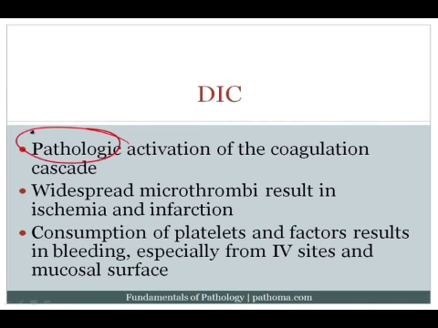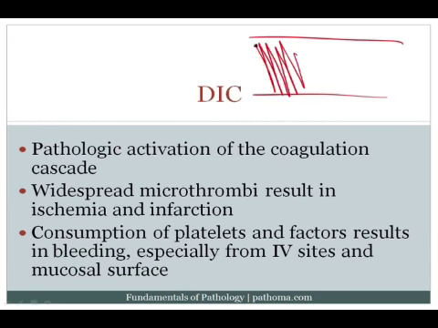Now the problems are going to be twofold. When you have abnormal activation of the coagulation cascade, one problem is that if you've got a blood vessel and you start activating the coag cascade, you're going to result in blocking of the small vessels, and that's going to result in ischemia and infarction within tissues. So that's one problem of DIC.